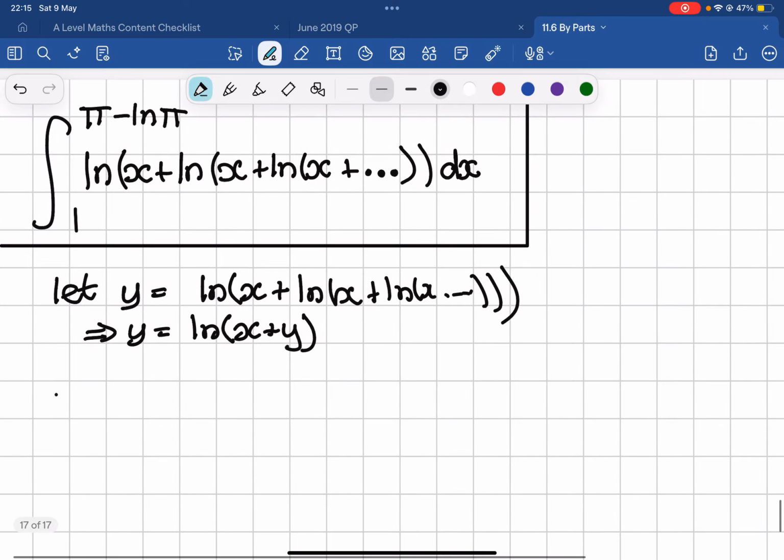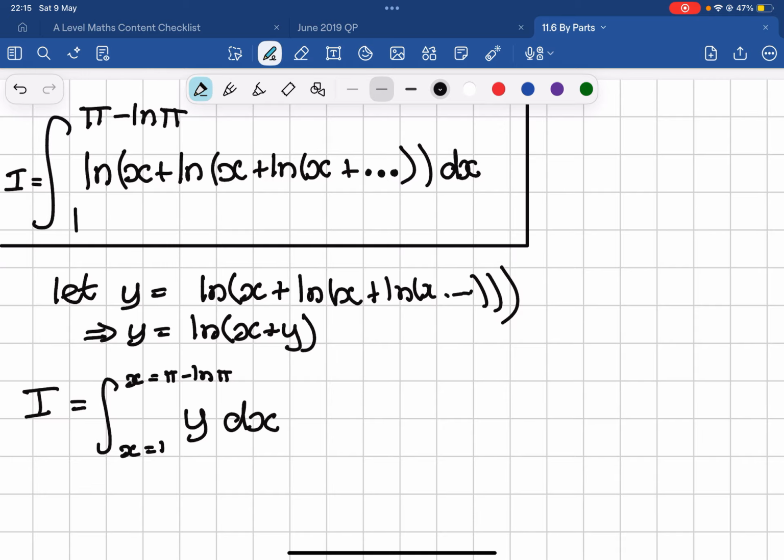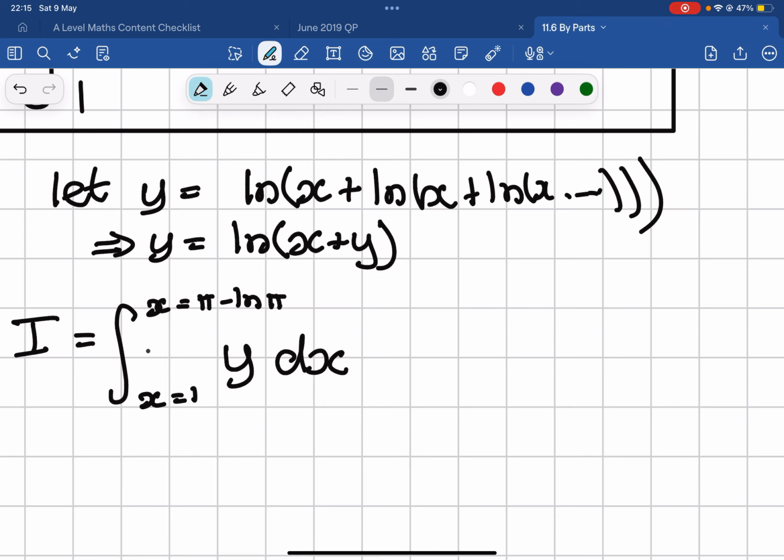So now our integral we can rewrite as, let's put I at the beginning, I equals the integral from x equals 1 to x equals pi minus ln pi of y with respect to x. Now the issue is we've got our bounds in terms of x, our integrand in terms of y, and we're integrating with respect to x. So obviously this is not going to work. What we need to adjust is anything in terms of x should go to y. And if we can do that, integrating should be a piece of cake for us.